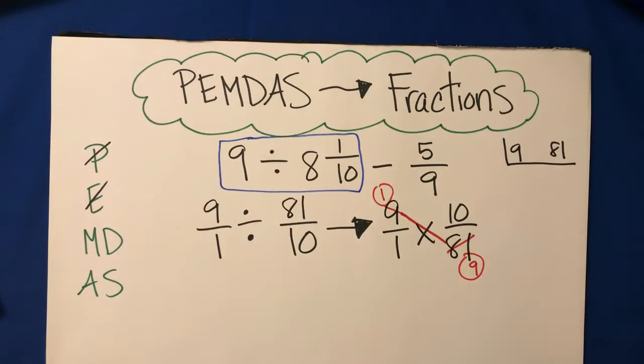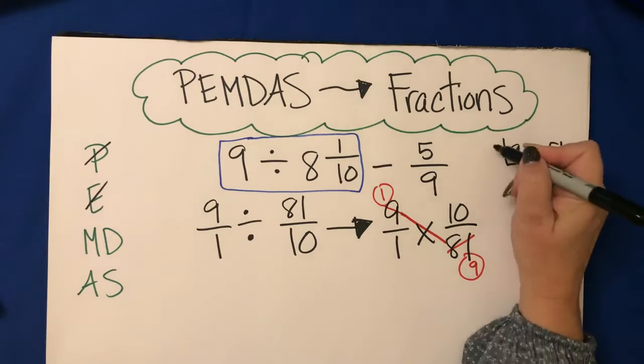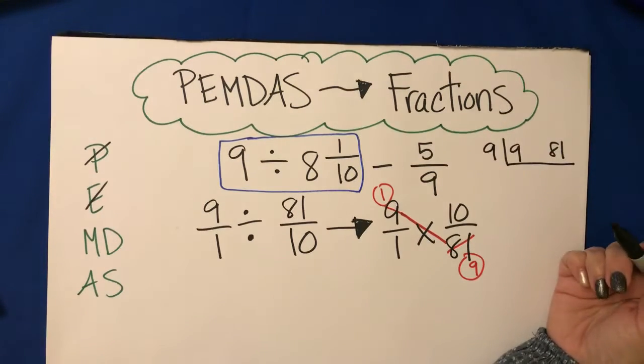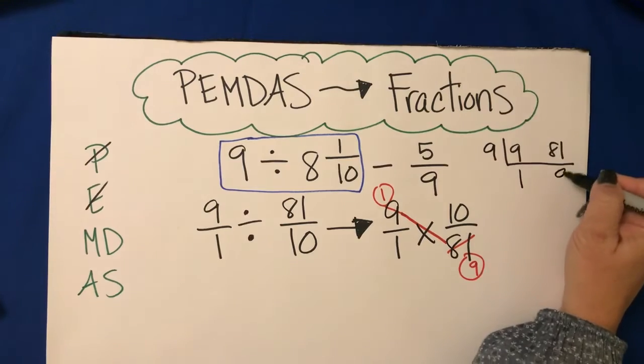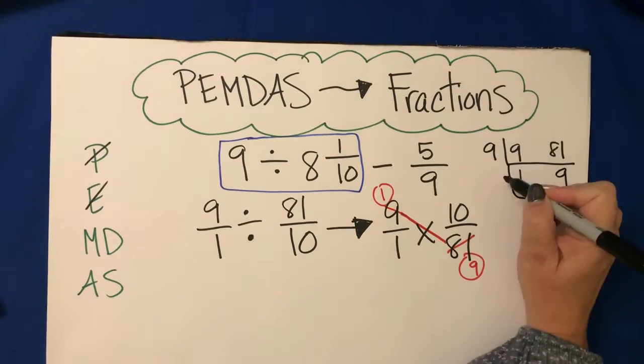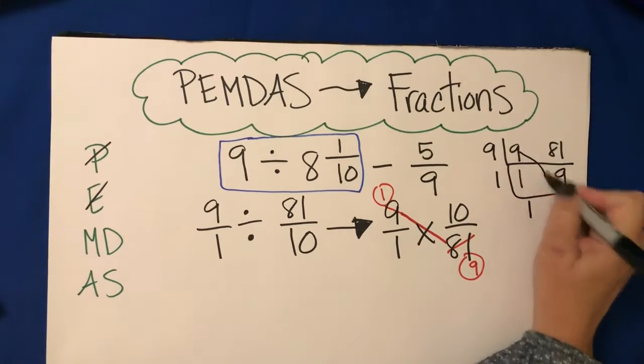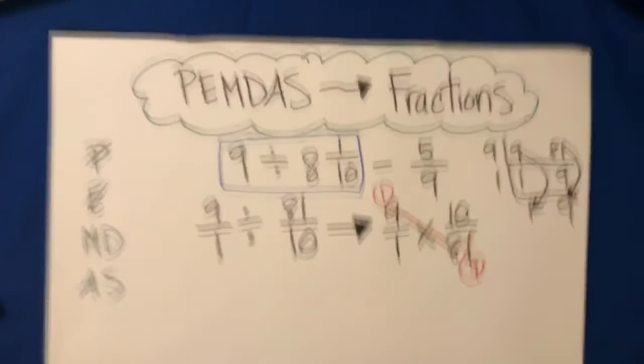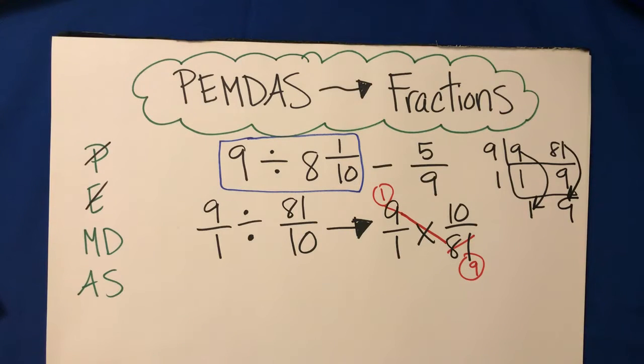Now if you're using the ladder, you can look at both numbers and decide what they can both be divided by. So 9 times 1 and 9 times 9 makes the 81. So then 1 and done. The 9 does convert to a 1, and the 81 does convert to a 9. So that makes it easier.